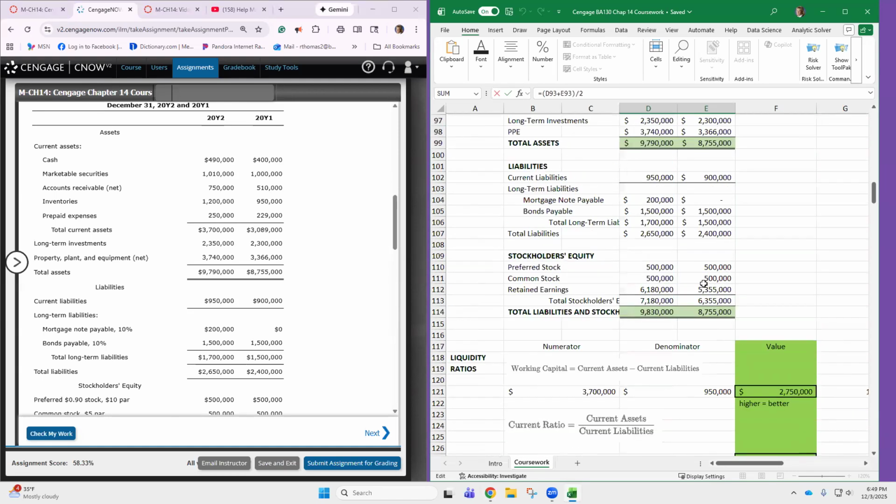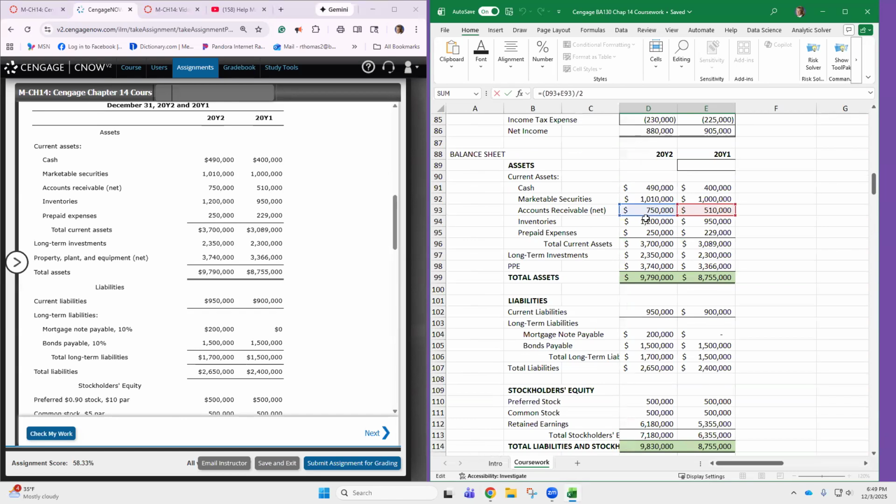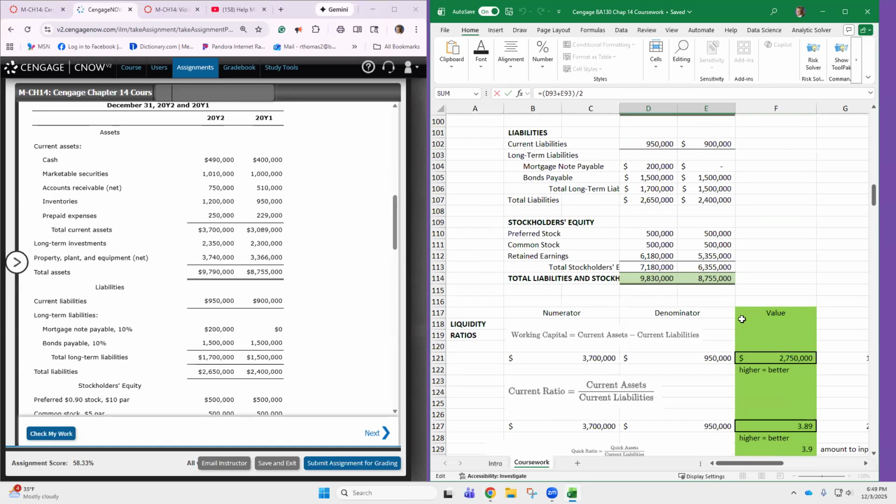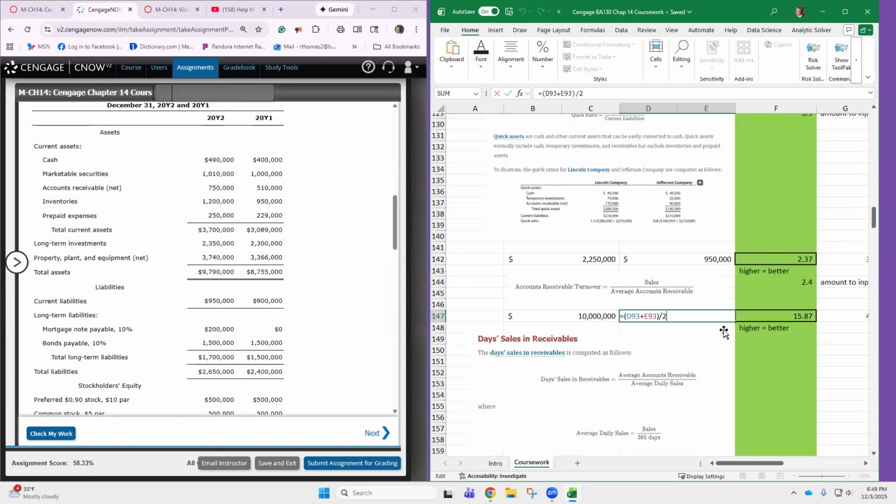So here's where my numbers are coming from. If I go up here and look, it should be highlighted now. I'm going to add these two together and divide by 2. And it turns out that my average accounts receivable is $630,000. You may have to calculate that. And then this is a division problem. We've got 10 million in sales divided by the average accounts receivable.